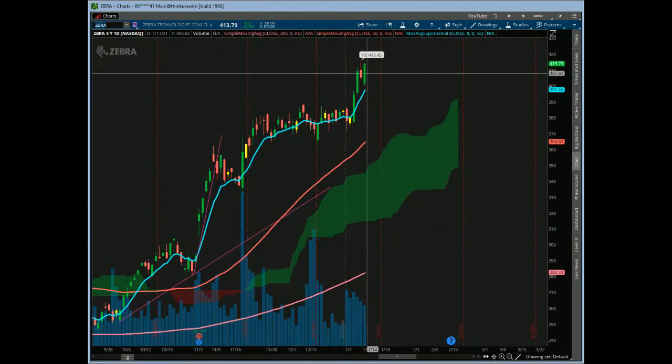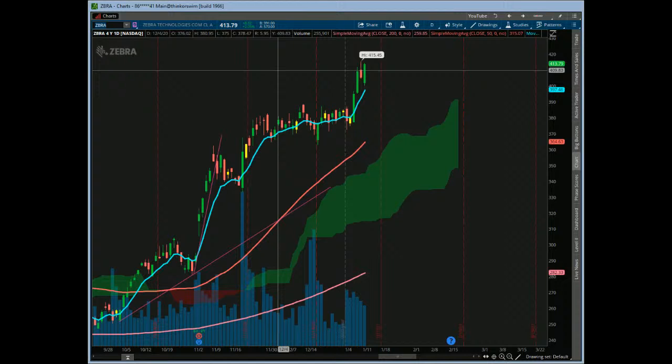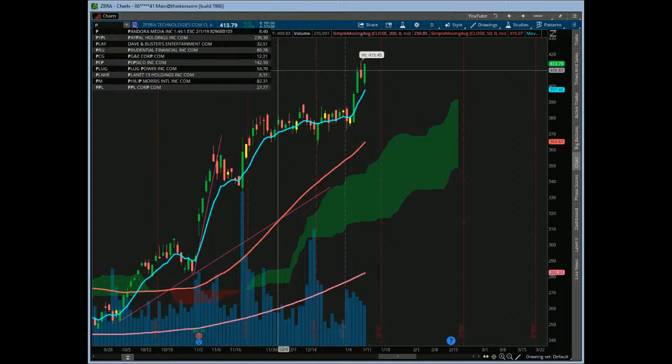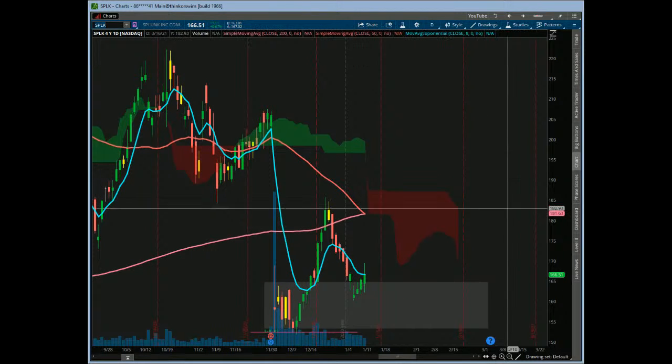Zebra, yeah, nice move on this one. Nice bullish candle on this. Let's see if that gets any follow through. I like how it's above the rising ADMA. And then SPLK, let's take a look. So SPLK, okay, yeah.